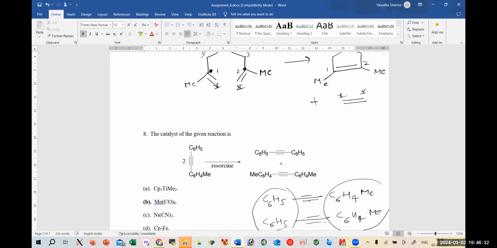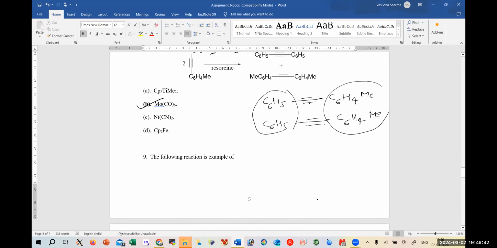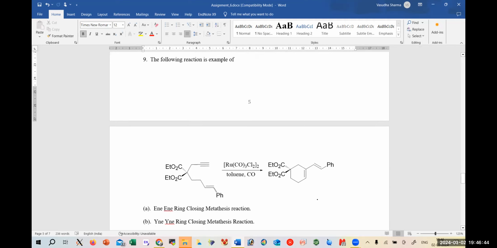And in presence of what catalyst is this happening? We have already seen it happens in presence of molybdenum catalyst and resorcinol at 160 degrees Celsius. So it's an alkyne metathesis. Now the ninth question says the following reaction is an example of. Now here, if you will see, we have an alkyne and ene, and we can see the closing of the ring, and it is having the alkene over here.